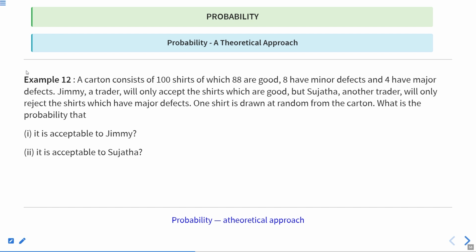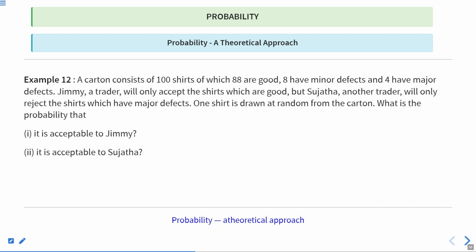In the next example, we have a carton consisting of 100 shirts, of which 88 are good, 8 have minor defects, and 4 have major defects. Jimmy, a trader, will only accept the shirts which are good, but Sujatha, another trader, will only reject the shirts which have major defects. One shirt is drawn at random from the carton. What is the probability that it is acceptable to Jimmy? And what is the probability that it is acceptable to Sujatha?